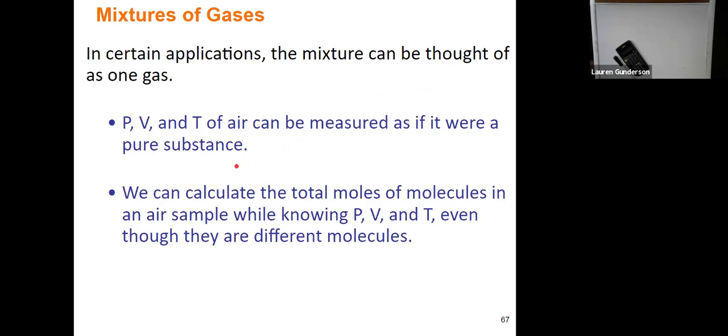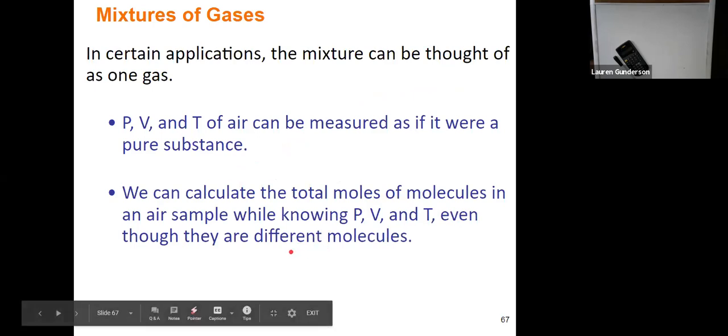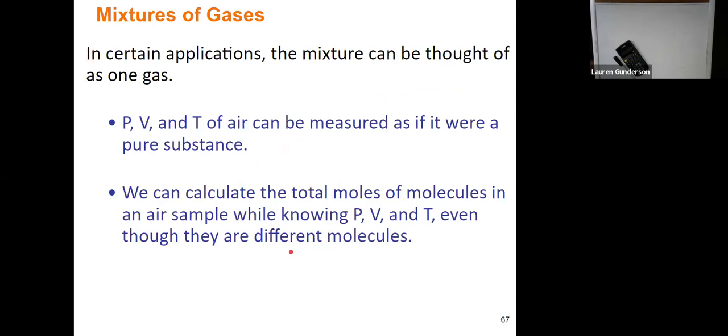That means that when we're doing ideal gas law calculations, we can calculate the total moles of gas molecules that are present just by knowing the pressure, the volume, and the temperature, regardless of whether the molecules of gas in the sample are different from one another. We can figure out the total moles of different gas molecules present just by knowing the pressure, the volume, and the temperature.